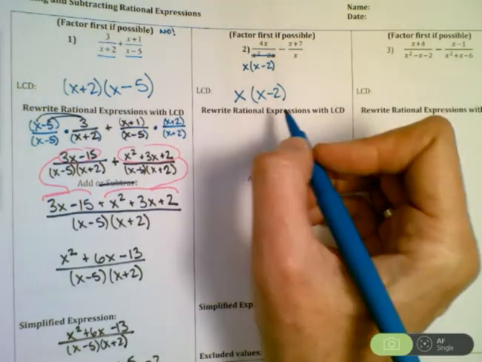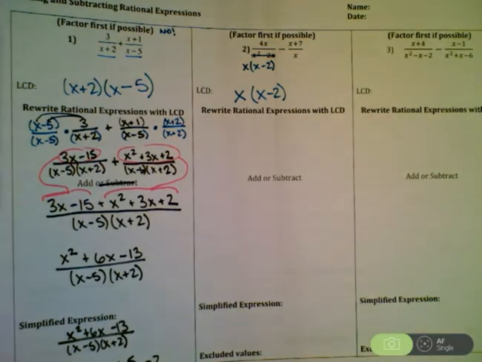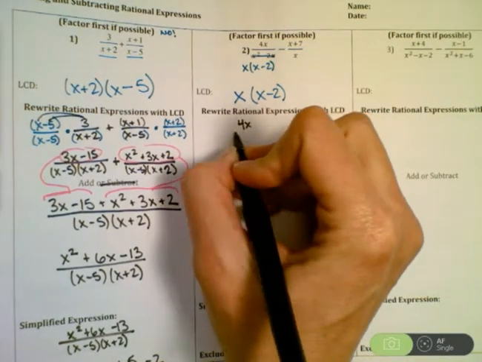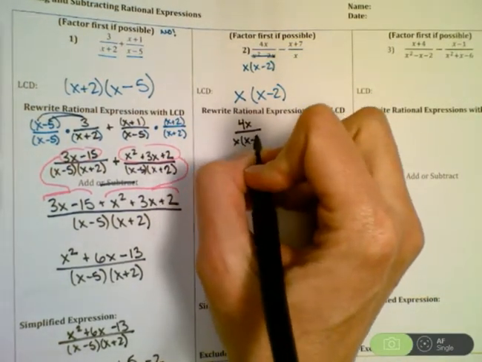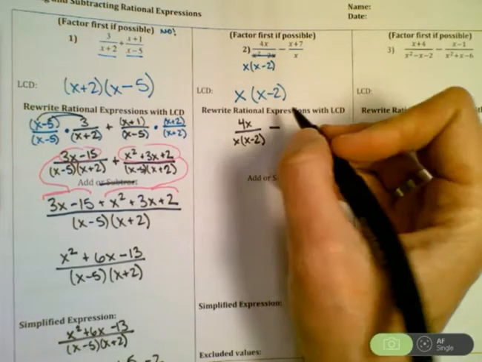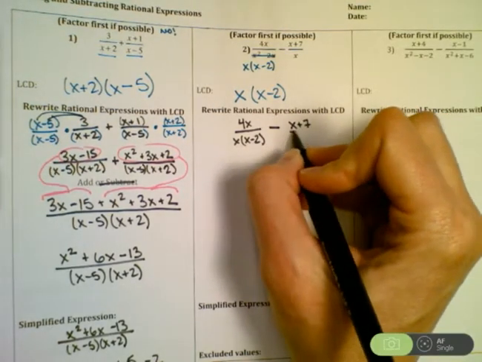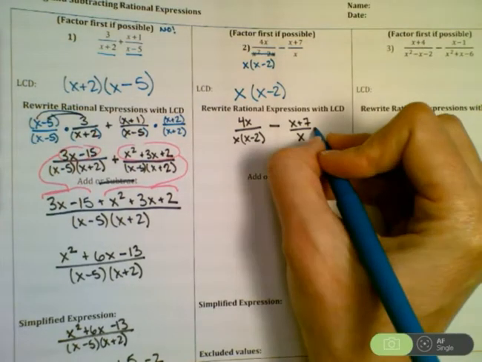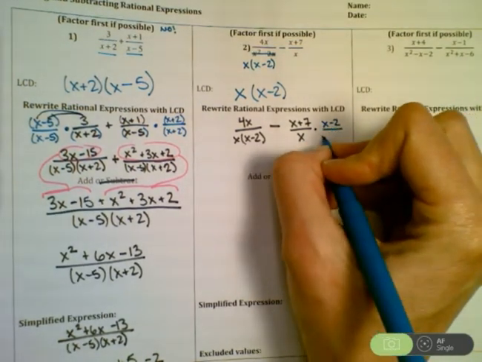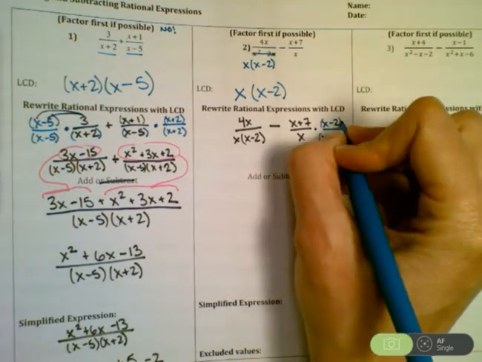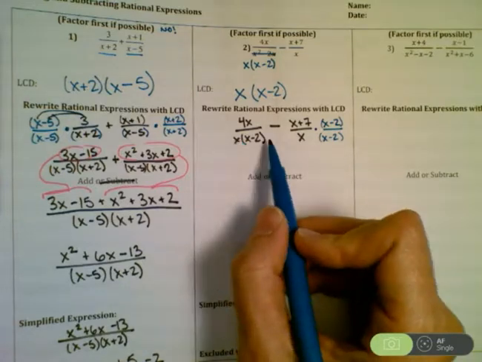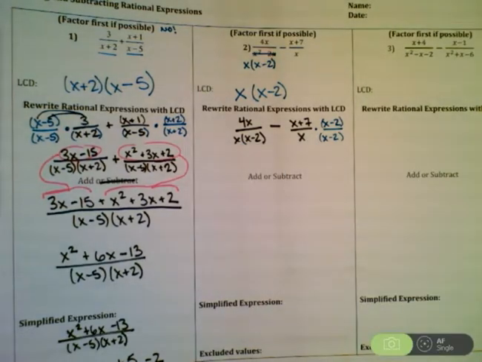You don't want them. So rewrite with the LCD. Well, look, the first part already has the LCD. Well, that's not so bad. So we just write that minus x plus 7 over x. So my missing part now is just the x minus 2. So I put that on the top and bottom, right, because I need x times x minus 2 on the bottom. Now I have the same denominator in both parts.